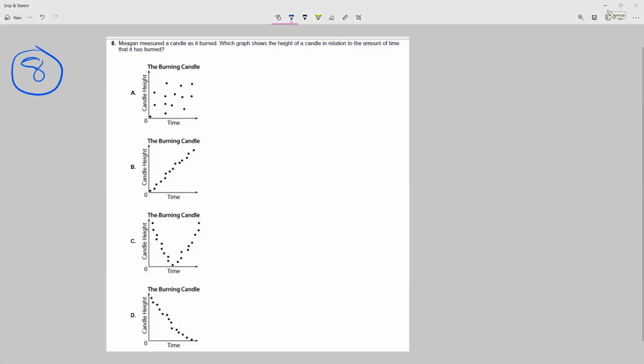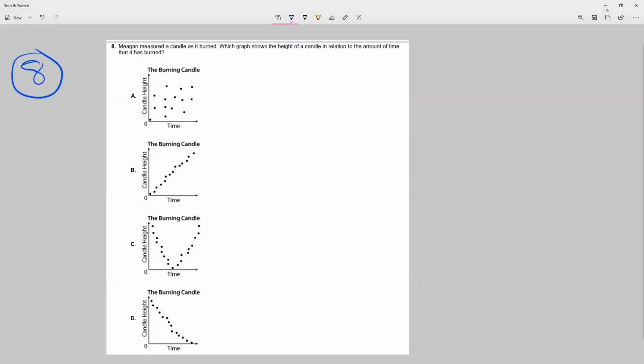All right, Megan measured a candle as it burned. Which graph shows the height of the candle in relation to the amount of time it is burned? So you're always looking at X as moving forward. So if time is moving forward, what's happening to the candle height?